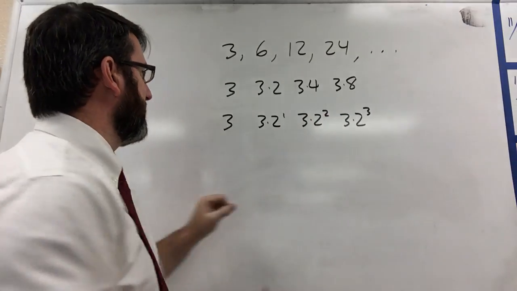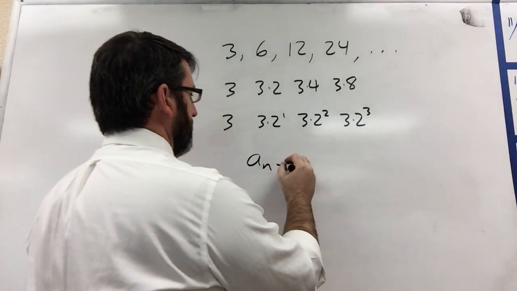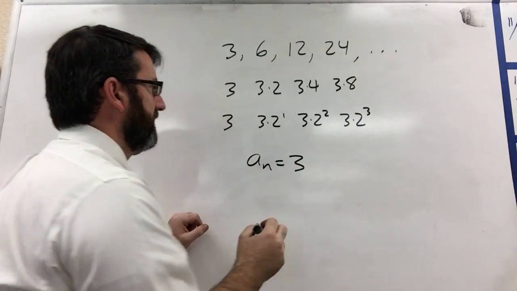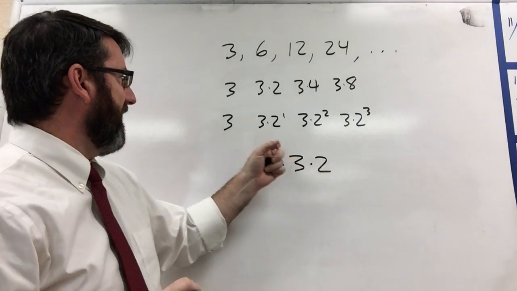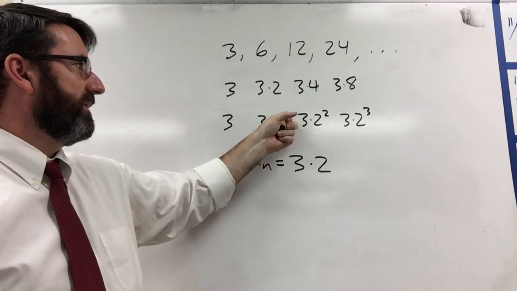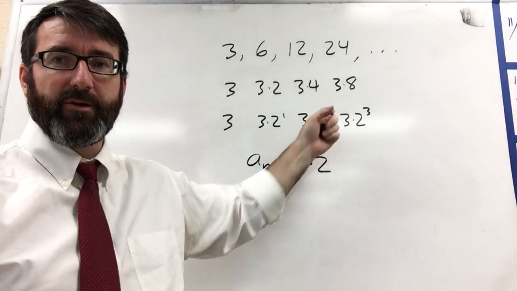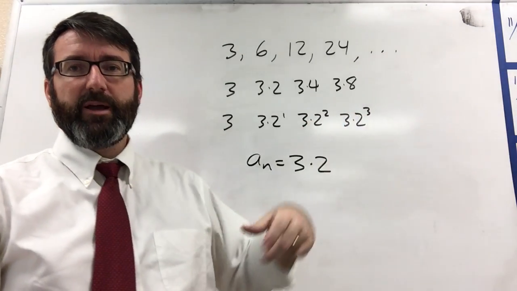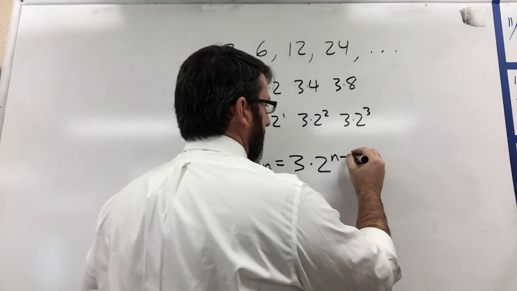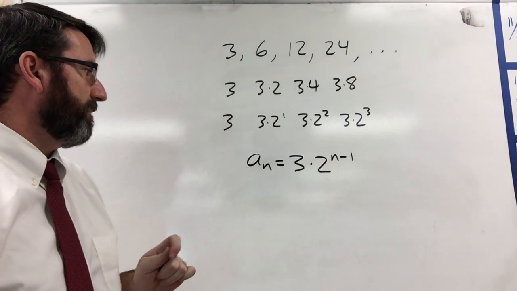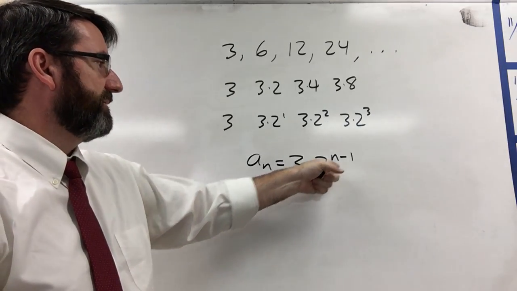And so what's happening here is the nth term is going to be equal to 3 times 2 to some power. And notice that it's to the first power in the second term, to the second power in the third term, to the third power in the fourth term. So we want to take the number of the term n and subtract 1. And that's going to be our formula: a sub n equals 3 times 2 to the n minus 1.